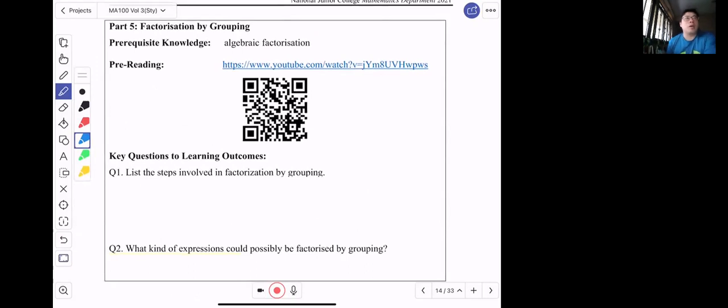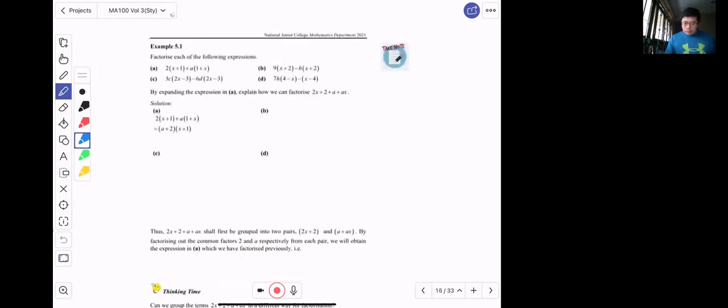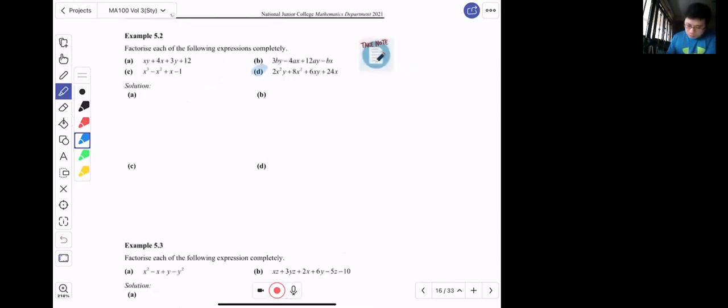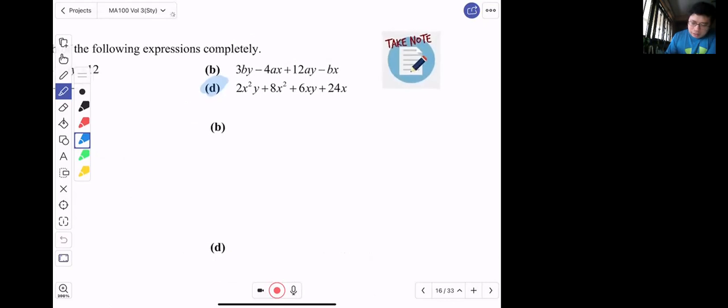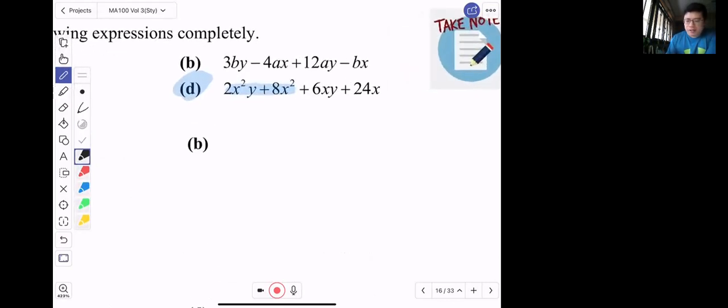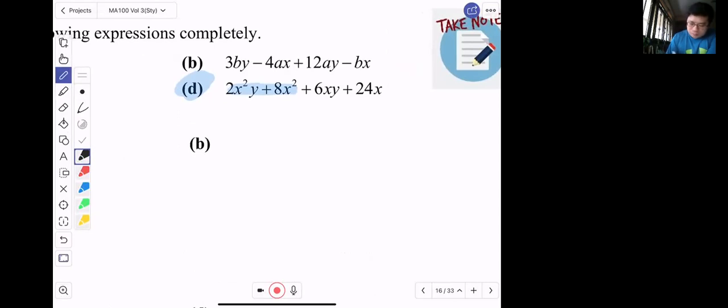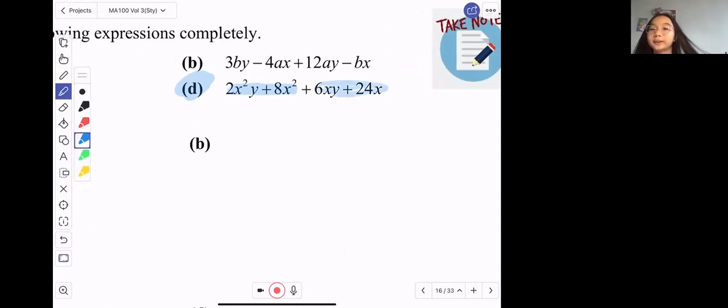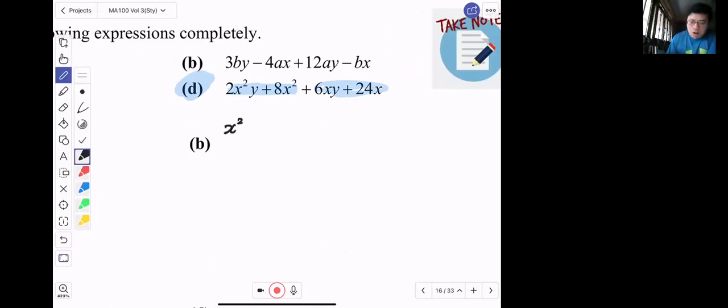Grouping, basically, we take the first 2 and group them together, and the next 2 we group together. Like in this case, if you look at 5.1D, 5.2, I take the first 2. Do you see a common factor between the first 2? X squared. Any more?